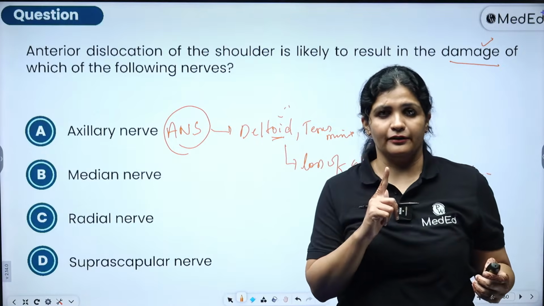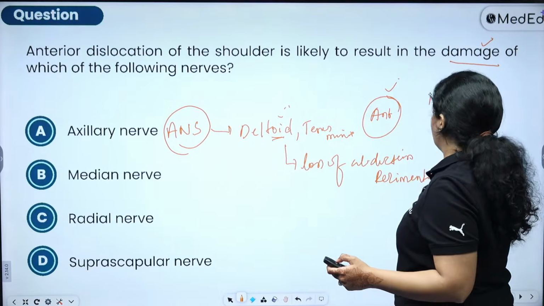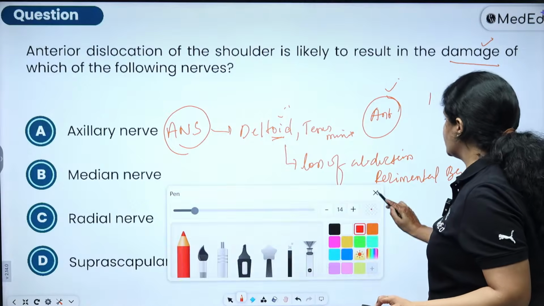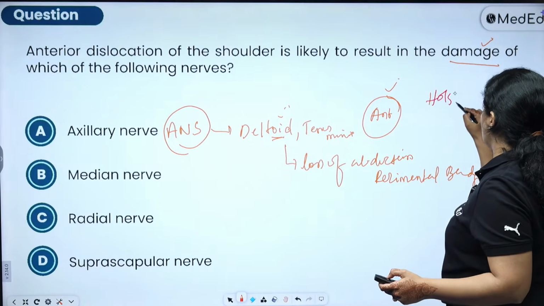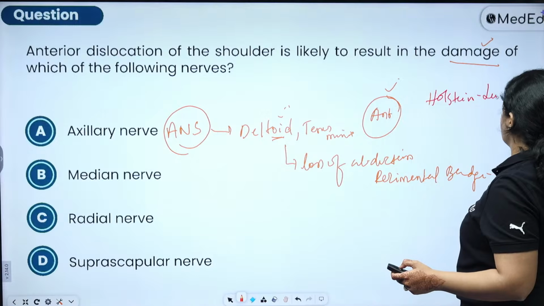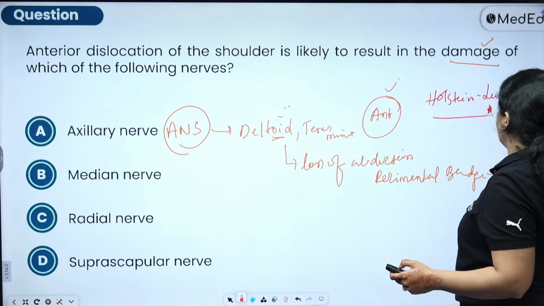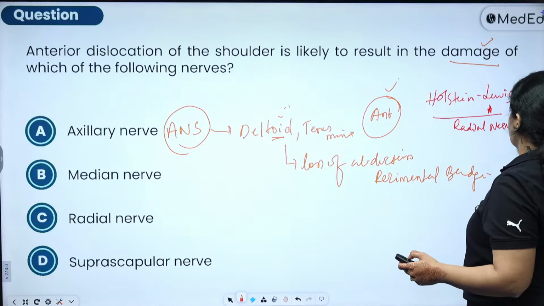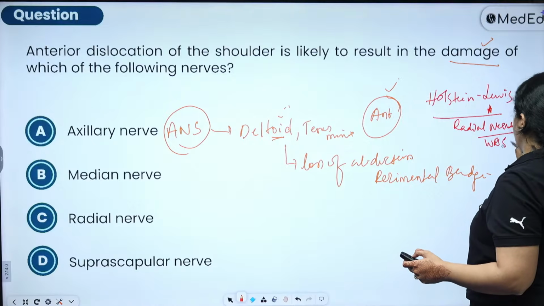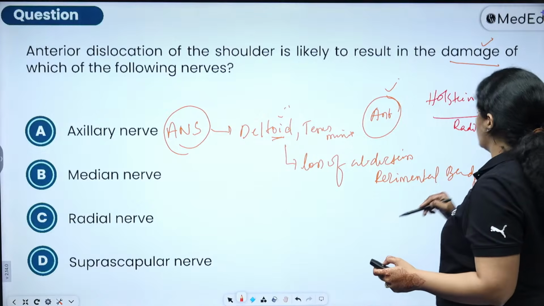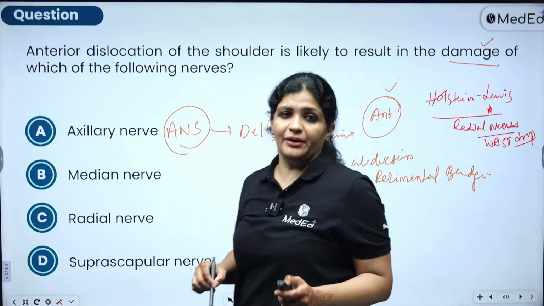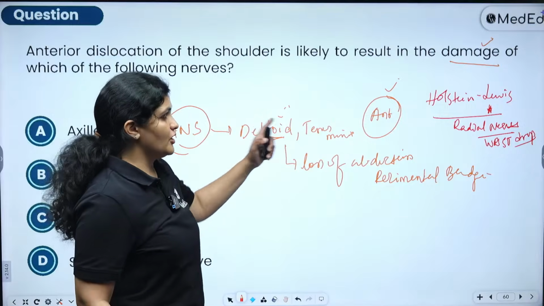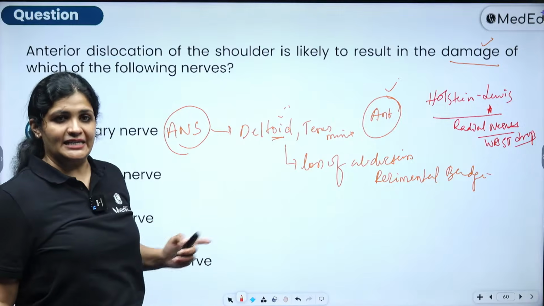Very important again. When you see radial nerve damage, that is called Holstein-Lewis fracture. This is also important. Damage of the radial nerve will result in wrist drop. This is an important exam MCQ question: wrist drop is seen in Holstein-Lewis fracture, where there is damage to the radial nerve. In the anterior dislocation of shoulder, it is damage to the axillary nerve.